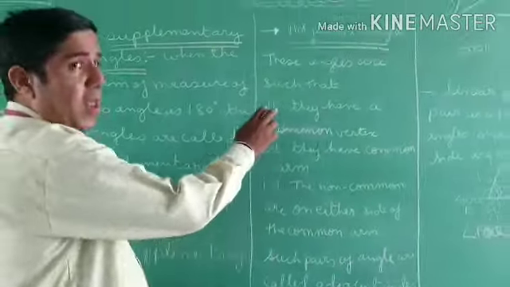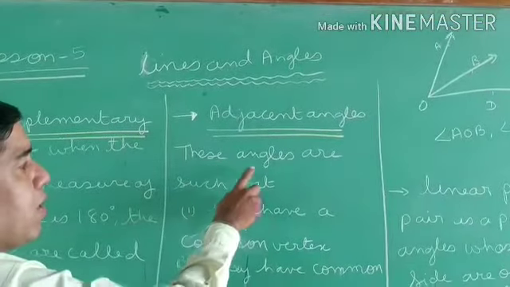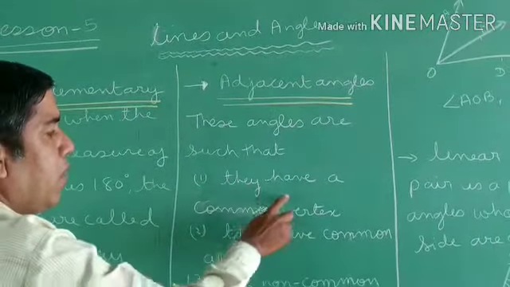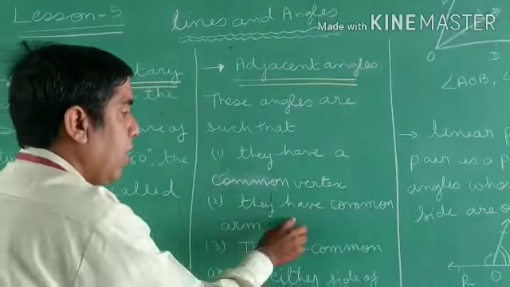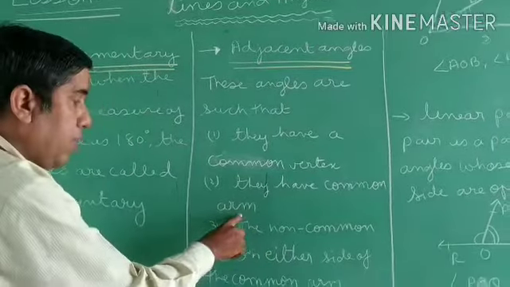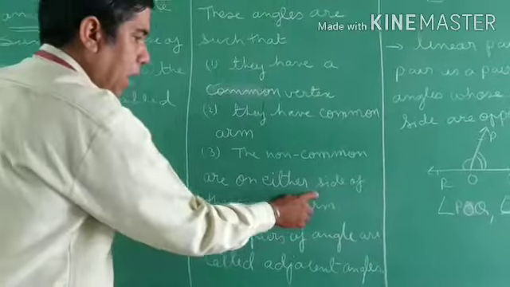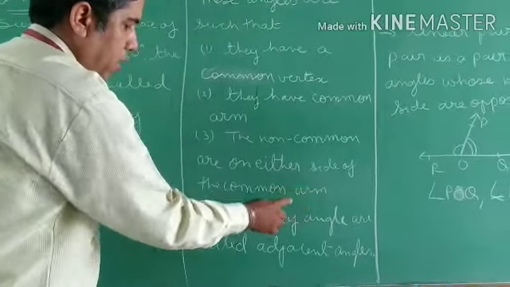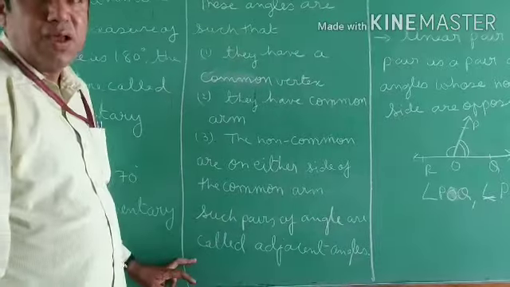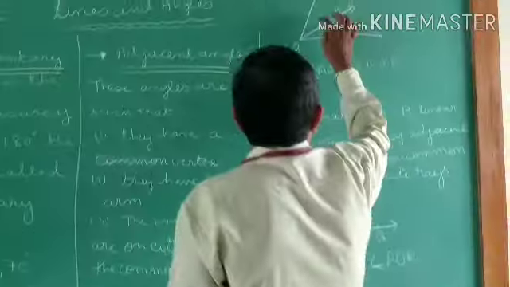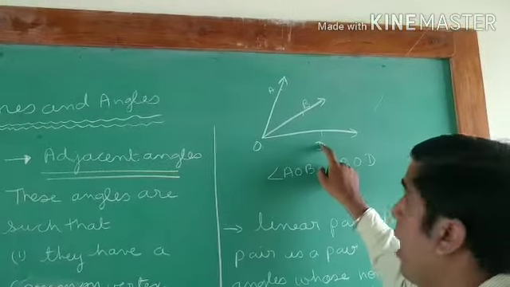Now, the next definition, adjacent angle. Adjacent angle means these angles are such that they have a common vertex. First condition. Second condition, they have a common arm. Third condition, the non-common arms are on either side of the common arm. Such a pair of angles is called adjacent angles. It is easy to understand with the help of a diagram. You can see here angle AOB and angle BOD are adjacent angles.